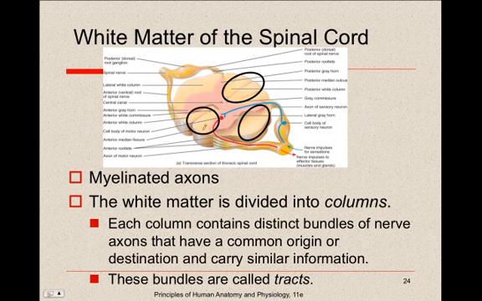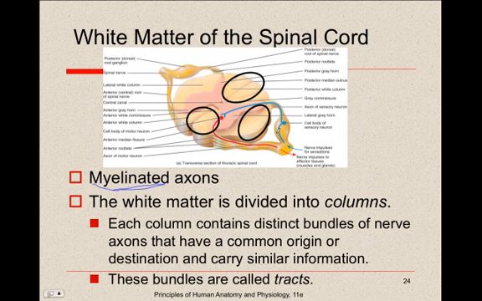So when we look at the white column, you're going to see our white column is going to follow the same pattern in terms of posterior being mostly sensory, anterior and lateral being mostly motor. So remember that the white matter now is going to be our myelinated axons. That's why it's white, right? It's that myelin that makes it look white. And the white matter is going to be divided up into these columns.